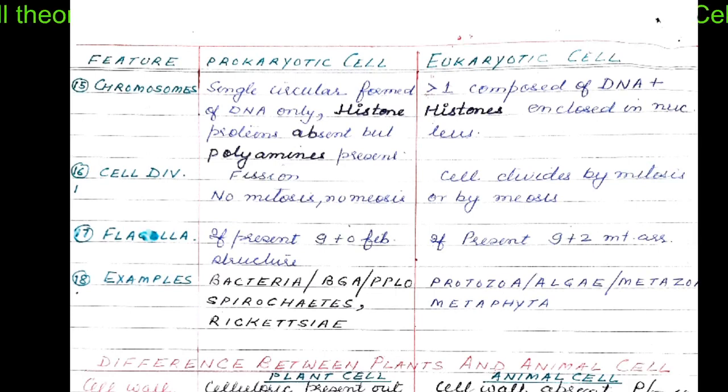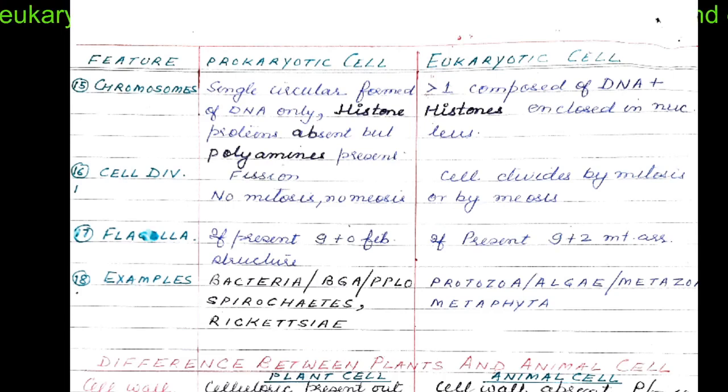Chromosomes. The prokaryotes have single circular DNA, which is not associated with histone proteins, but in place of histone proteins, they have polyamines. Eukaryotes have more than one chromosome. They are associated with histone proteins and are enclosed in nuclear membrane.